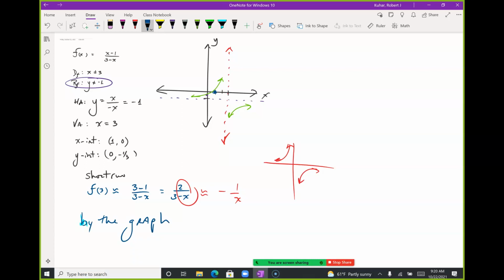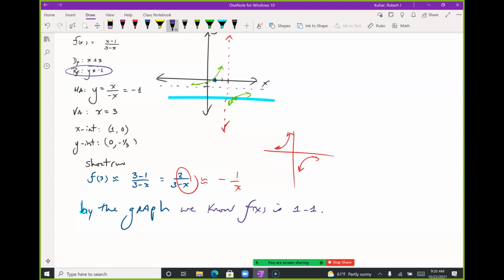What's true? That the function is 1 to 1. All right, and how do we know it's 1 to 1? Horizontal line test. For every unique height, there's one and only one x. So by the graph, we know f of x is 1 to 1. But we want to prove it, right?